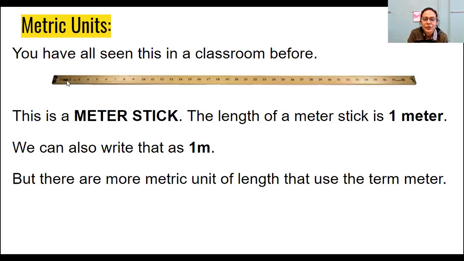So a meter stick is 1 meter in length. How many meters would you have if you had 2 meter sticks? 2 meters. Exactly. What about if you had 100 meter sticks? 100 meters. Very good.